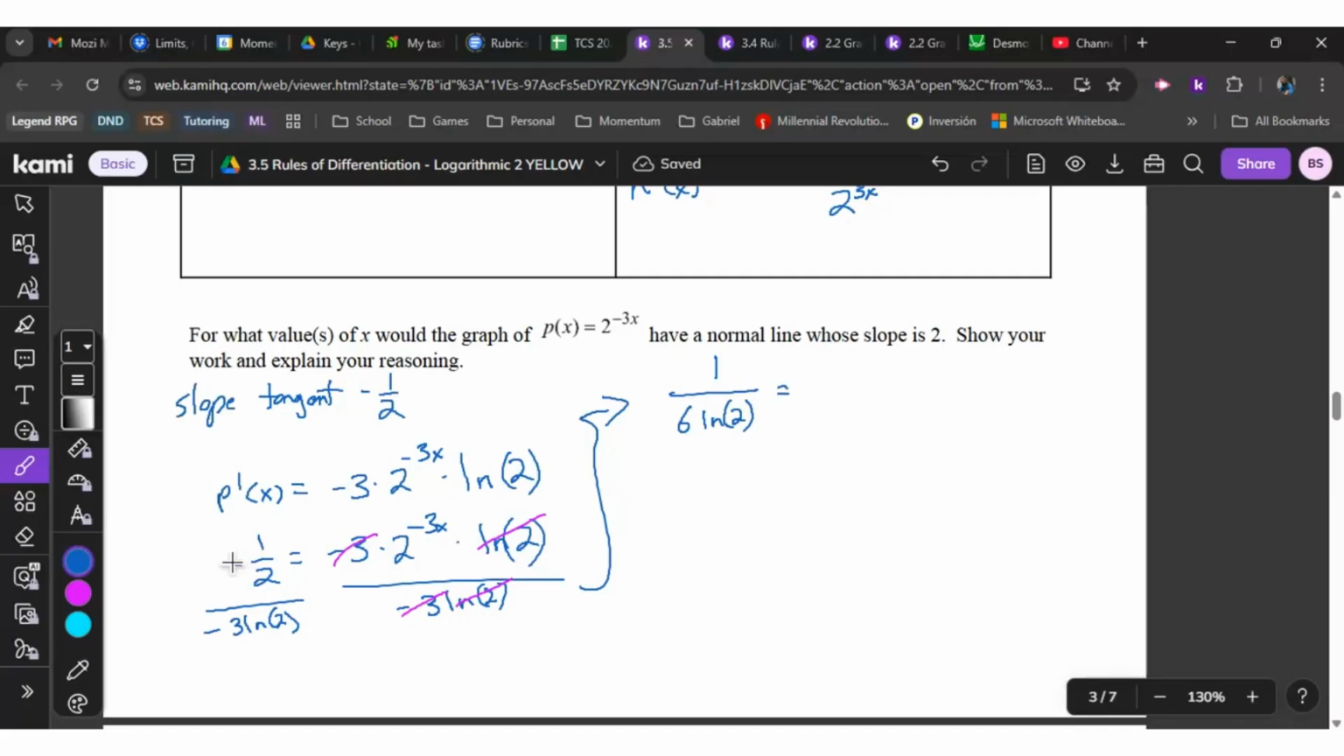Okay. And that's equal to 2 to the power of negative 3x. How do I pull an exponent down? Logarithms. So I'm going to take the log of both sides. So the log of all this mess first equals negative 3x log of 2. Now what am I going to divide by to get x by itself? It's hideous. I'm going to divide by negative 3 log of 2.